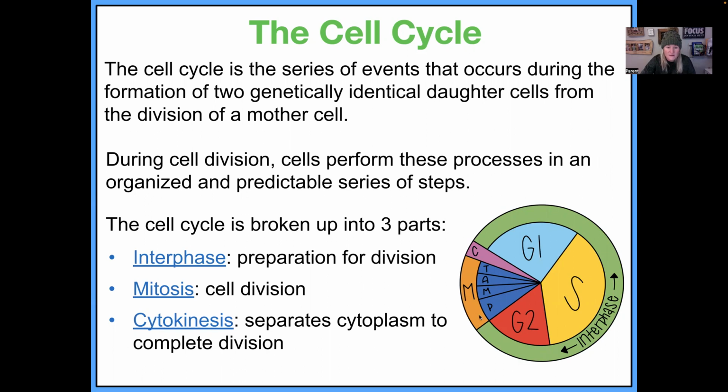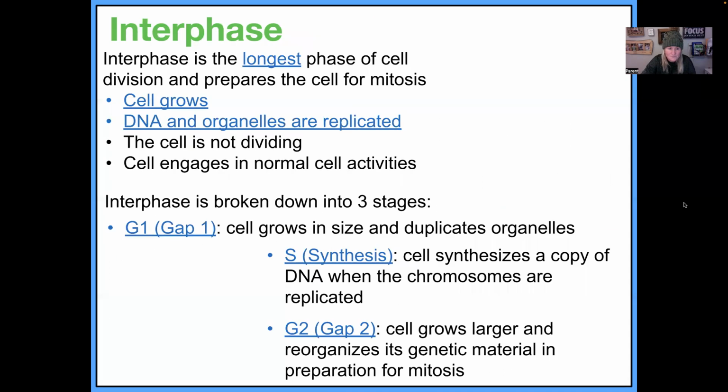Then there is interphase, which prepares you for cell division, and it also does the normal activities of the cell. Then there's mitosis here in orange. So that's cell division, and cytokinesis is the actual separation of the cytoplasm to complete cell division.